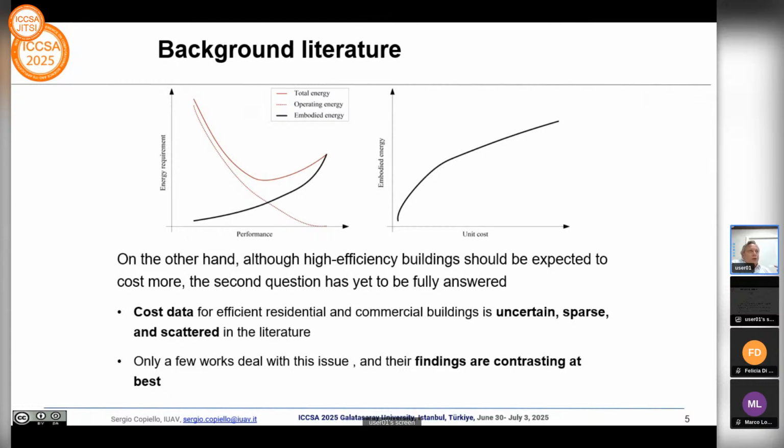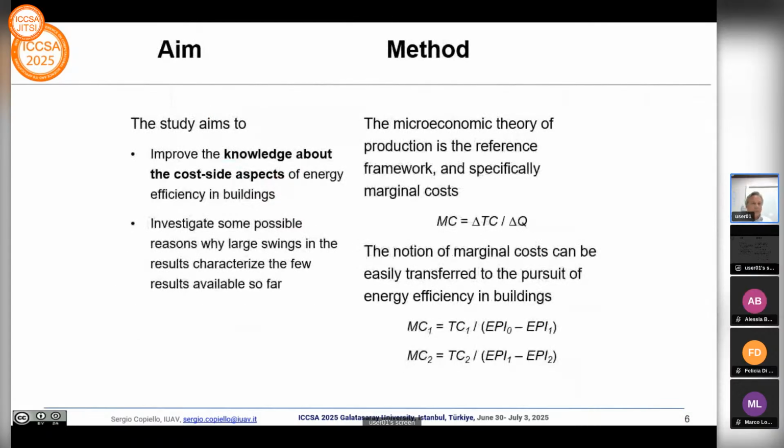So, since we dealt with this topic almost 10 years ago, based on previous studies, we wanted to add some figures to the available ones, and also to compare the new results with the previous ones. We are essentially aiming to improve a bit the knowledge on what is happening on the cost side by estimating the marginal cost related to several improvements to be carried out on a few buildings.